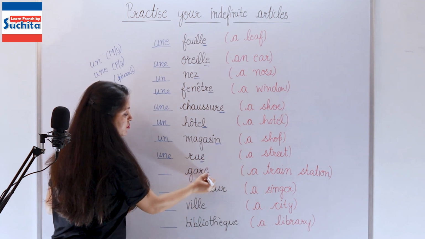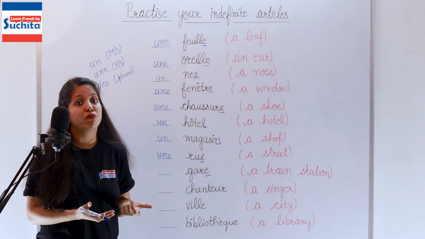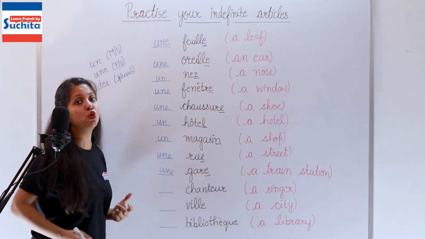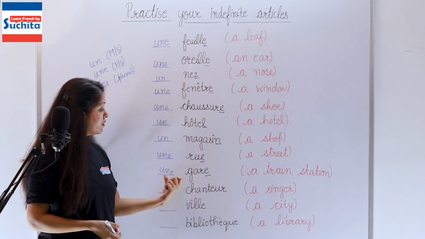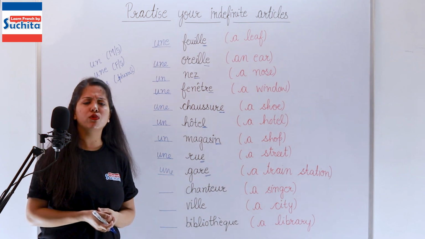Gare. Une gare, un gare. Une gare, parce que gare se termine par la lettre E. It ends with the letter E. Chanteur, which means singer. So we say un chanteur, une chanteur.